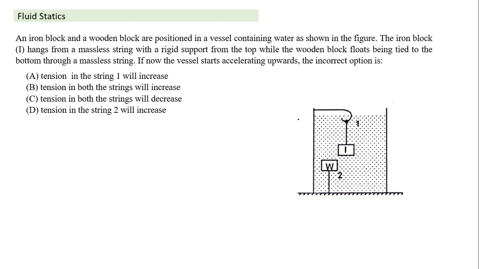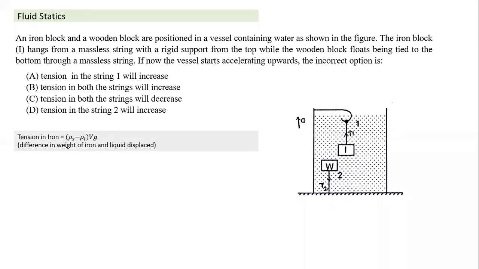What will happen if the vessel starts accelerating upwards? What would happen to the tension in the string? Earlier there was some tension T1 here, and there was some tension T2 here. What would happen to the tension in the string? That's a question we need to think about. How would we find an answer for this?